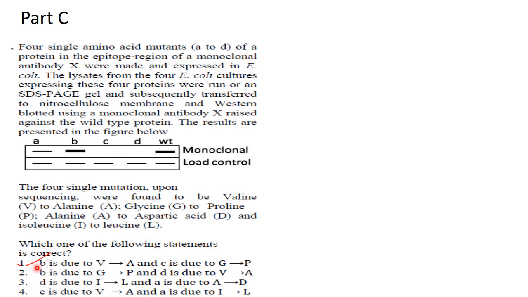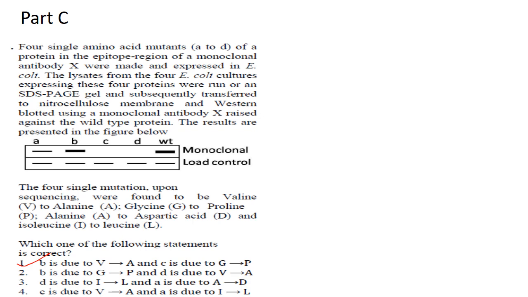Sorry, option 1 is also correct. That is, B is due to V to A and C is due to G to P. 1 is correct. We will see the other options also. Then you will understand what I meant. B is due to G to P, glycine to proline, but you got a band over there. So it cannot be G to P. And D is due to V to A. If it was valine to alanine replacement, then D would have given a band, but that is not the case. Then D is due to isoleucine to leucine. If it was isoleucine to leucine, then they both have similar biochemical properties and you should have got a band, but you didn't get a band in D.